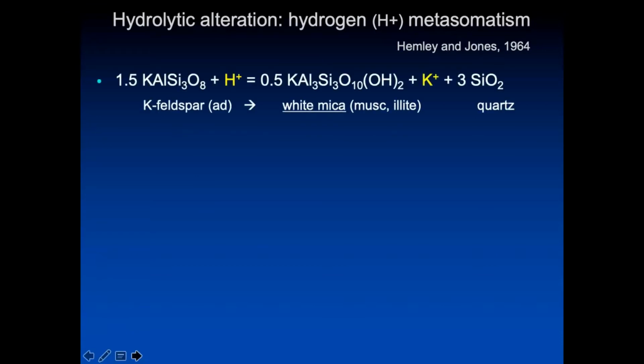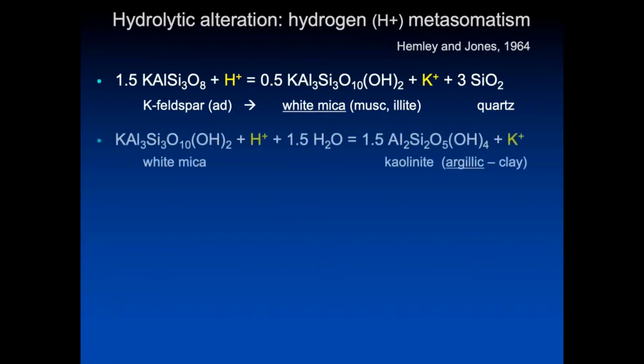Now, just a few reactions to show you what's happening to produce advanced argillic alteration minerals. First of all, the alteration of K feldspar to white mica, either muscovite or illite, requires hydrogen ion. And this releases potassium to the solution. That is hydrogen metasomatism or hydrolytic alteration.